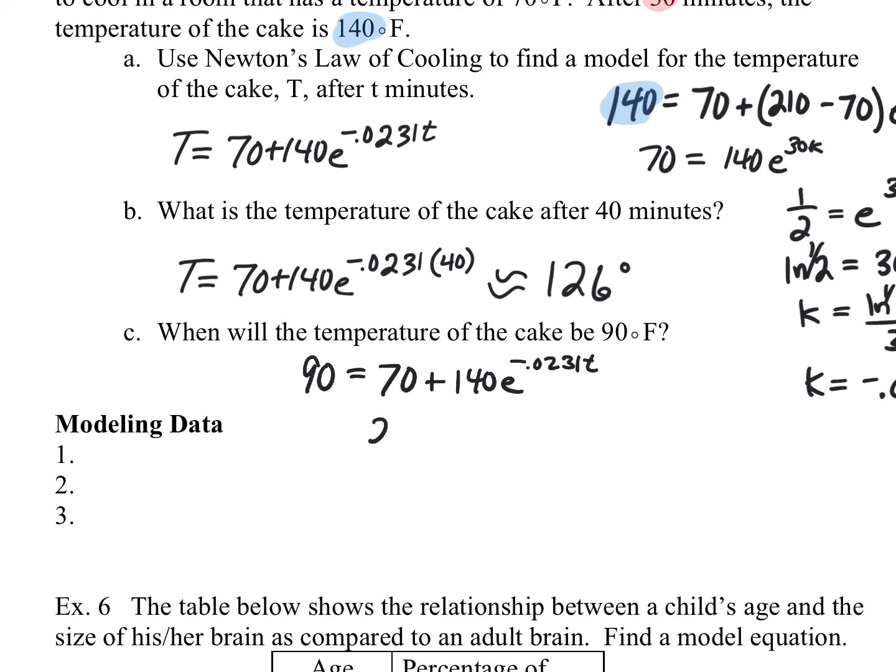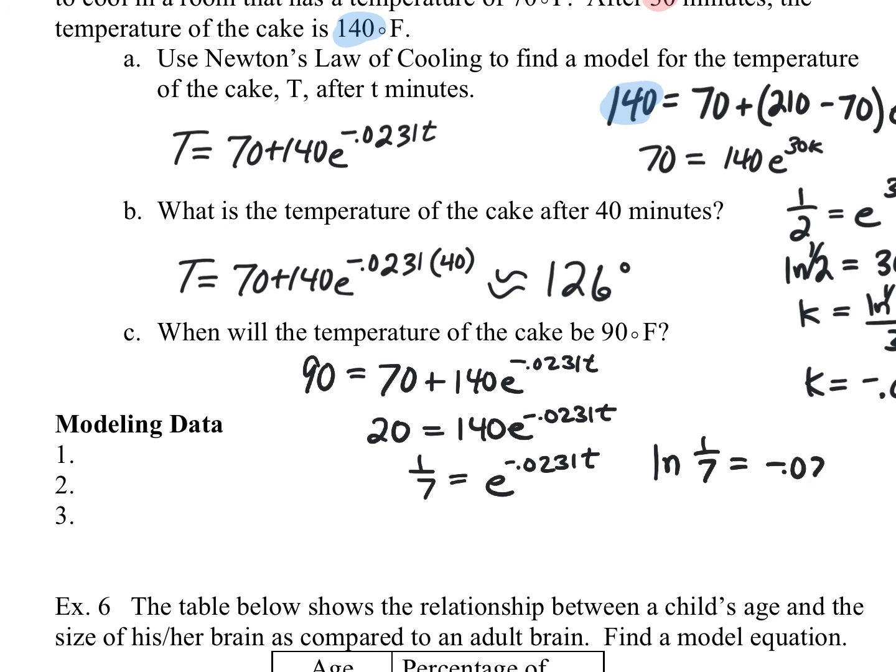So we can subtract 70. We can divide by 140, so we'll be left with 1/7 equals E to the negative 0.0231 T. We can take the natural log of both sides. We would have the natural log of 1/7 equals negative 0.0231 T. We can divide both sides, and we will find that T will equal 84 minutes.